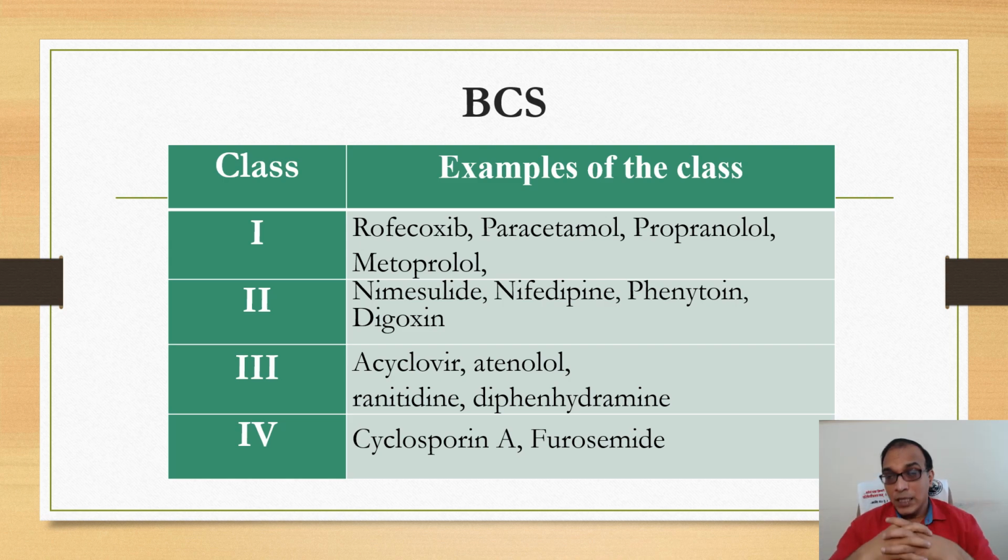A few years back, before 2016, the high permeability criterion, as I discussed earlier, was 90%. That criterion was relaxed to 85%. Many drugs that were being classed in class 2 were shifted from class 2 to class 1 on the basis of permeability, because they had permeability between 85 and 90. Previously they were in class 2, but when the criterion was relaxed, many drugs were shifted from class 2 to class 1.